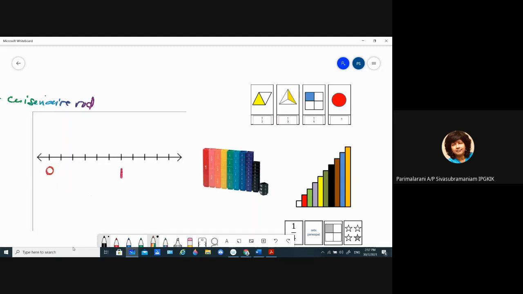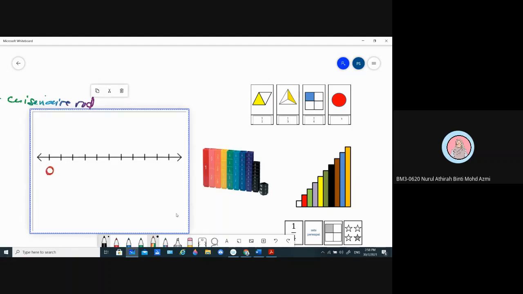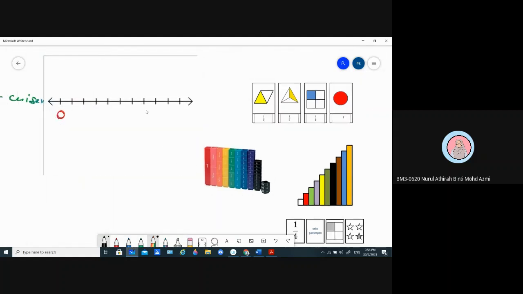If this is 1, how many parts are there between 0 and 1? 6. So each part here is 1/6, 2/6, 3/6, 4/6, 5/6, and this is 1. This has to be taught explicitly in the classroom. You need to give them number lines and teach them. So the number line is also a very important, useful model for us to teach fractions.